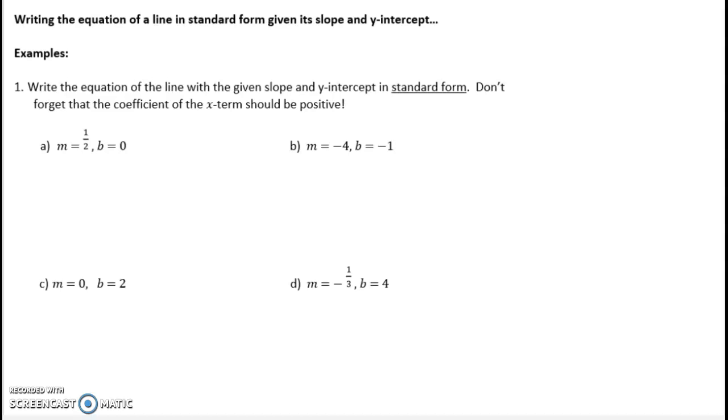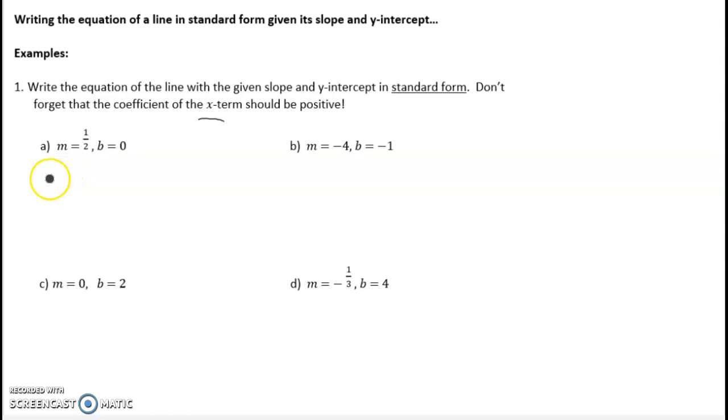Next. All right. So writing the equation of a line in standard form given its slope and y-intercept. So here's the examples. Write the equation of the line with the given slope and y-intercept in standard form. Don't forget that the coefficient of the x term should be positive, okay? So that means that your slope in this case is always going to be positive.